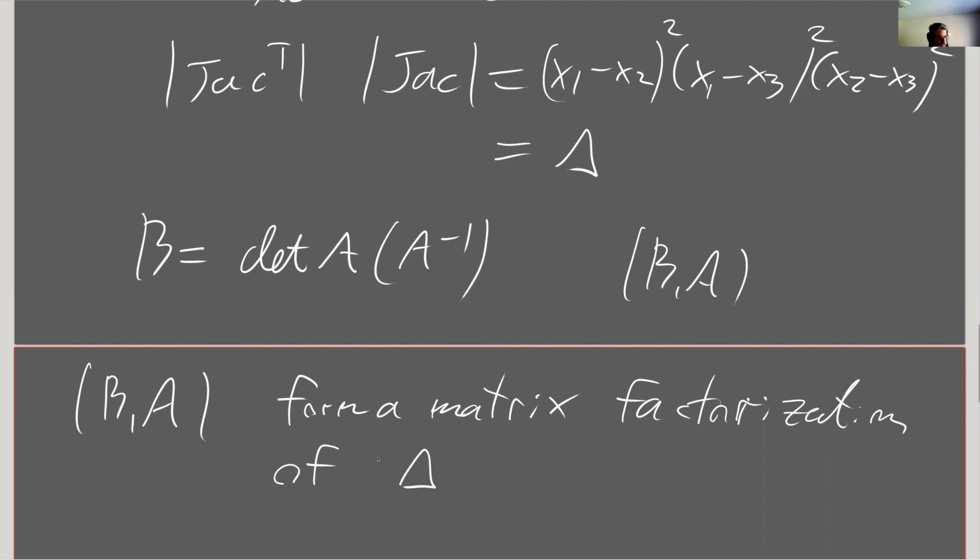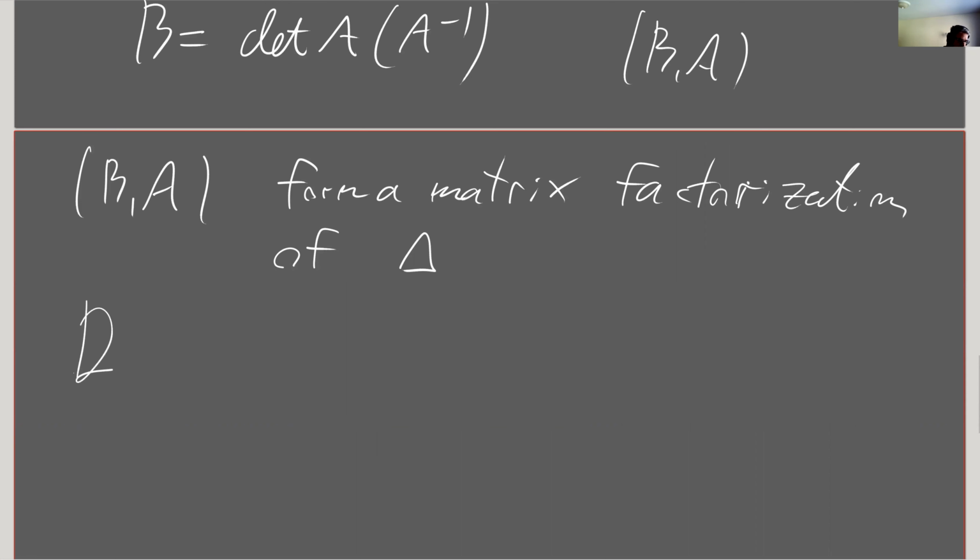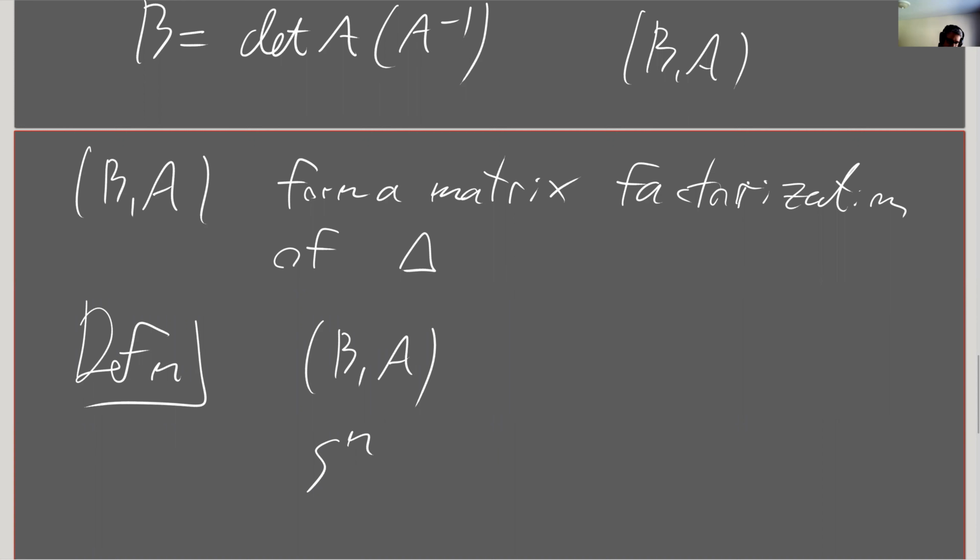So definition. A matrix factorization is a pair, say BA, of maps on a polynomial ring. So S is our polynomial ring. Oh, but I guess, sorry, these are over R, the invariant rings. These are over the invariant ring. So I'm using R here. I mean, the definition won't matter. R is a polynomial ring.